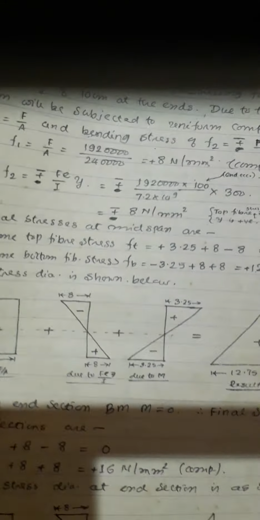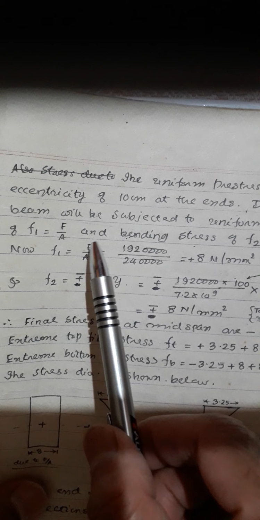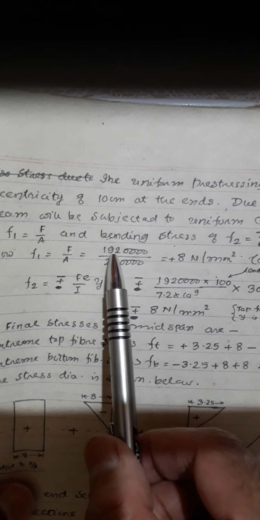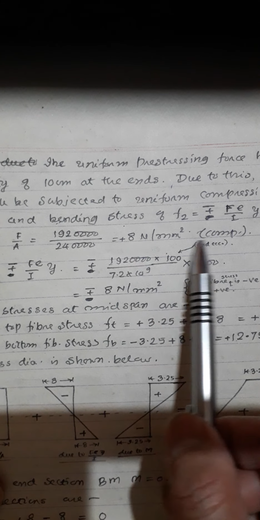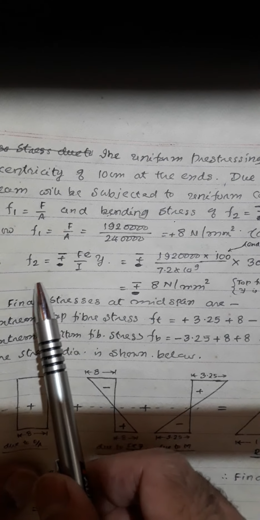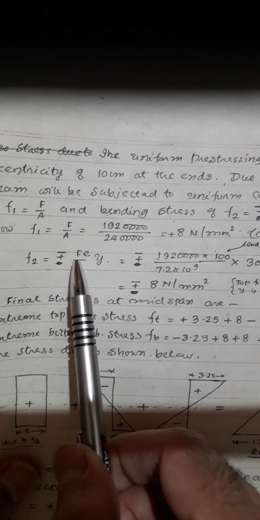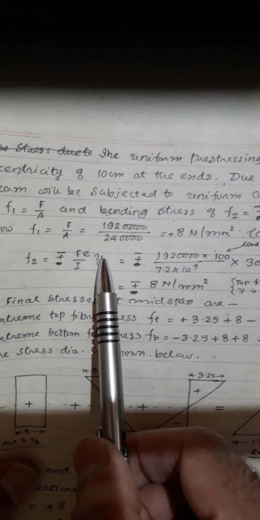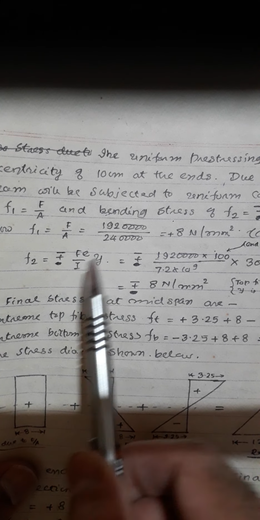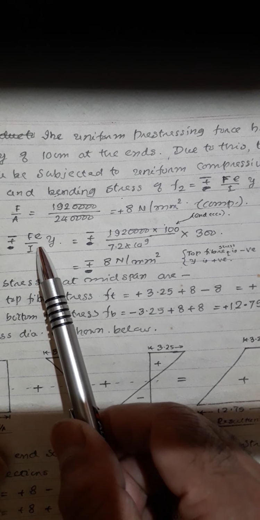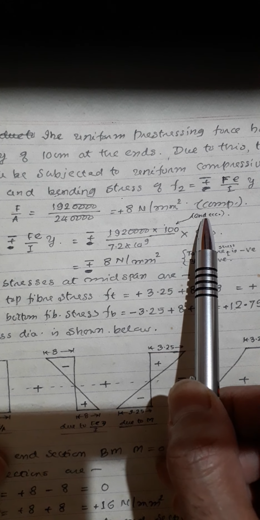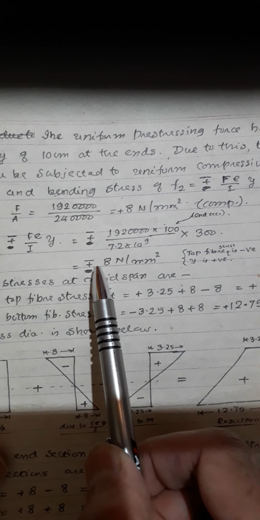See now. So F by A term you can easily calculate. It is F is 192,000. A also you know, it is 8 Newton per mm square. It is compression. Along with this, you have got Fe by I into y term. So all the values you know. E is the end eccentricity. Y you know, it is so much.